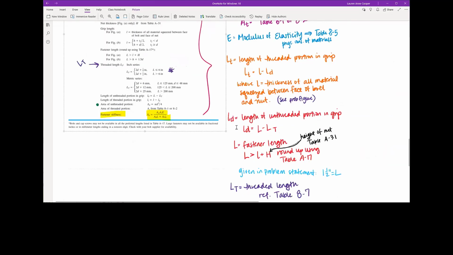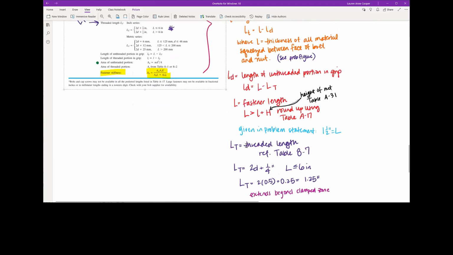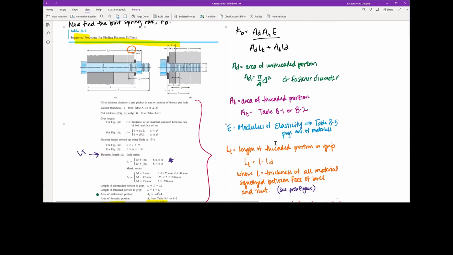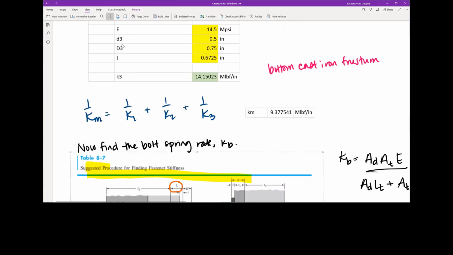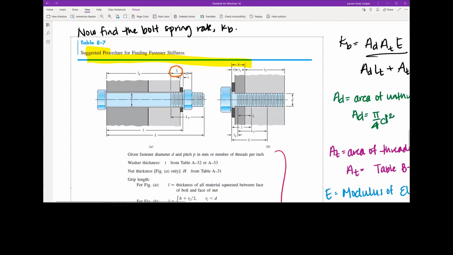So to find LD and LT, start with LD. LD is equal to the fastener length L minus LT, which is the entire threaded length of the fastener. And so for this, you just reference table 8.7. So there's a subtlety here. So big LT, again, is the threaded length of the entire fastener. So here, some of the threaded portion is extending past the clamped zone, where little lt is the threaded portion within the clamped region.